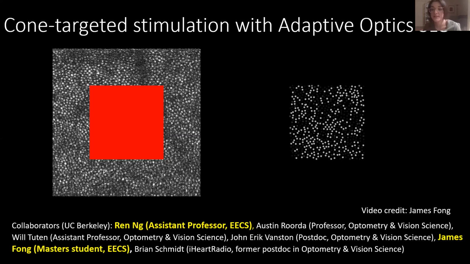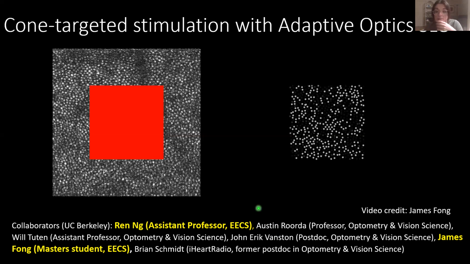A lot of the work that's been done so far to deliver stabilized, optically precise stimuli to the retina was pioneered by Austin Roorda's group at Berkeley, and along with Austin and several others, notably Ren Ng and James Fong in electrical engineering and computer science, who have really been driving a lot of the software advances for this work. We've been developing a new platform for color vision experiments where the L and M cone types can be targeted independently in an adaptive optics scanning laser ophthalmoscope, or AOSLO, which is the tool that we use to image and stimulate cones in the retina.